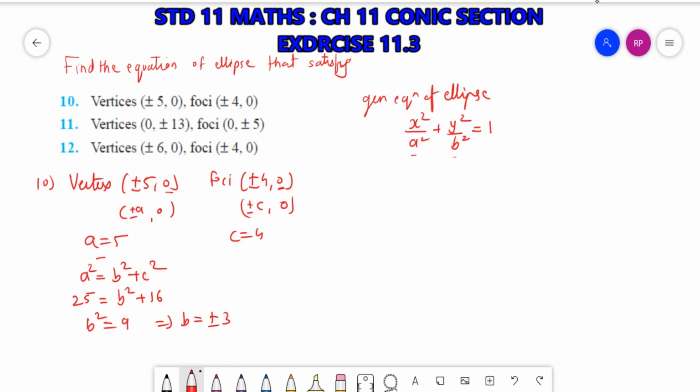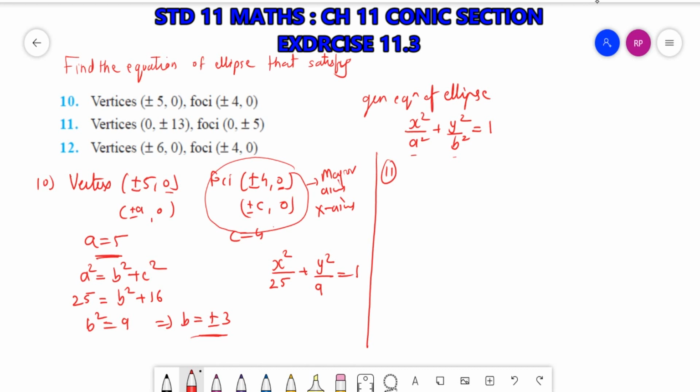So we are having a, we are having b, so the general equation will be x square by a square, that is 25, y square by b square, that is 9, equal to 1. See, this foci gives us the idea that the major axis is x-axis. Okay, clear? So this was about question number 10.